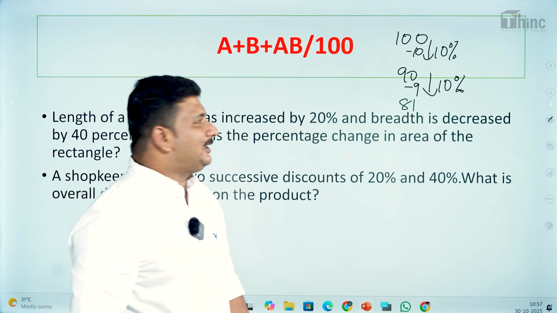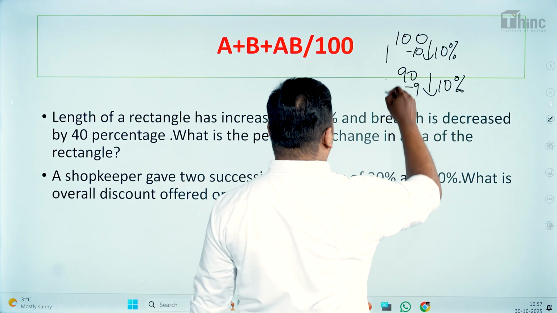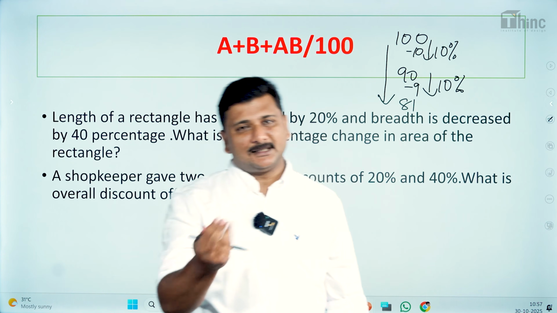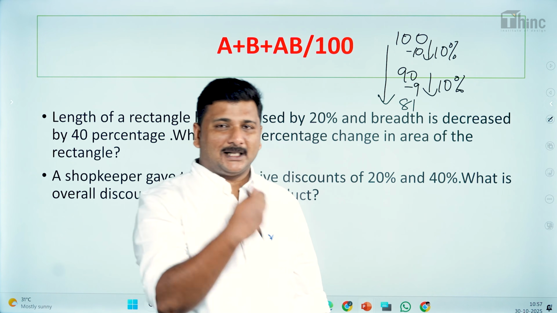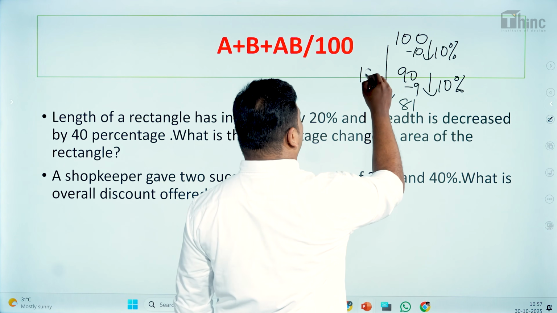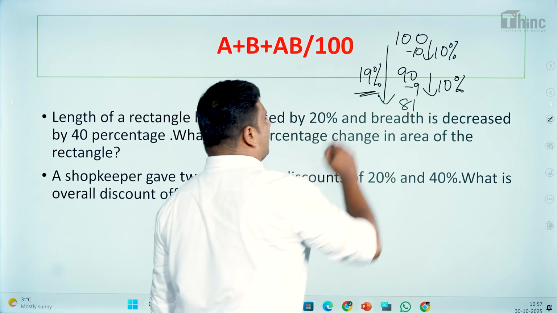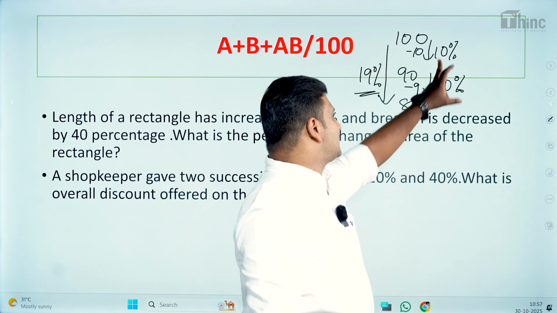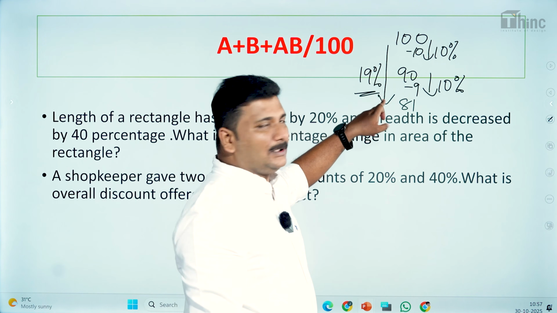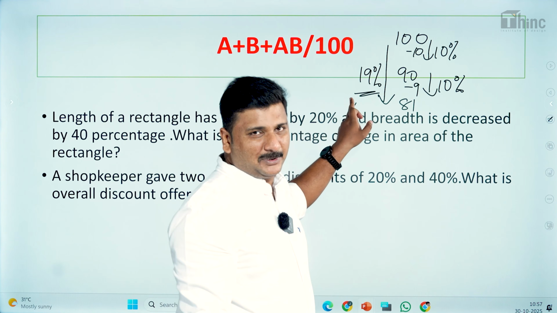So 100 became 81, which means there is an overall discount of how much? Let's say 100 became 80. That means there is a discount of 20%, right? So 100 became 81 means the actual discount is not 20%, that is 19% only. See, you are getting two successive discounts of 10 and 10. Are you getting a 20% discount overall? No, you are getting only a 19% discount.